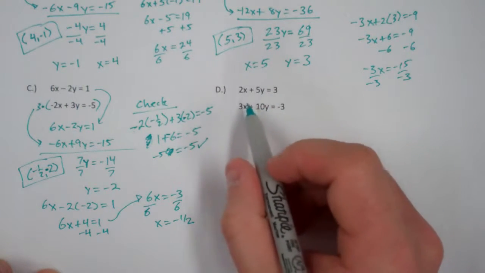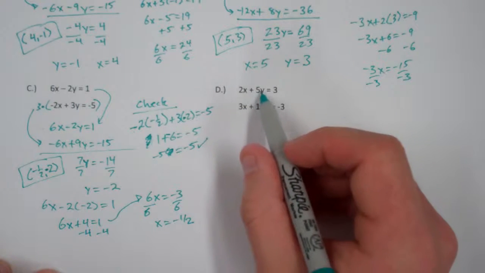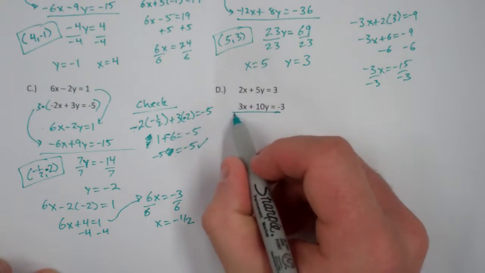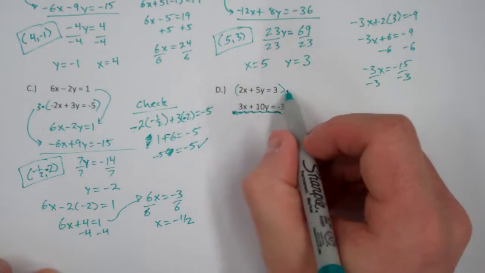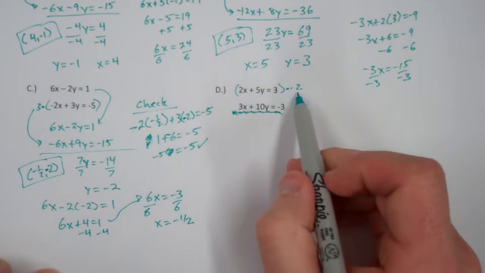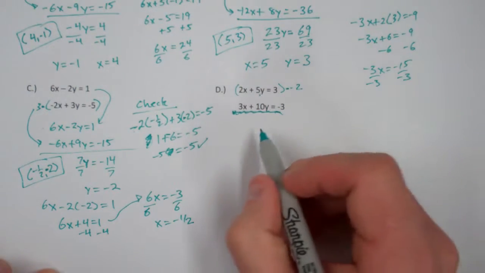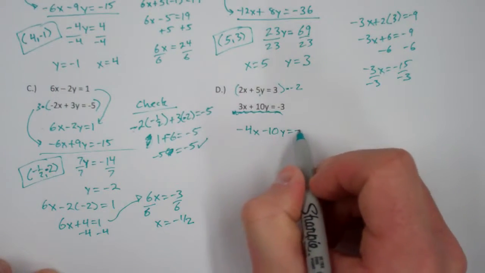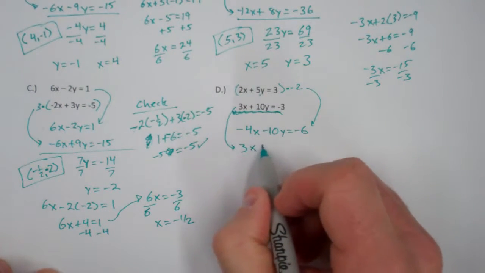With this piece right here, the 2 and the 3 don't have a common factor, but 5 and 10 do. And so we're going to be able to work with those a little bit easier. We're going to want to multiply this top equation by negative 2. If we do that, we're going to have negative 2 times 5y, which is negative 10y, and we'll be able to add those together. So I'll write that down first. There's your first equation. We'll just bring that second one right down.